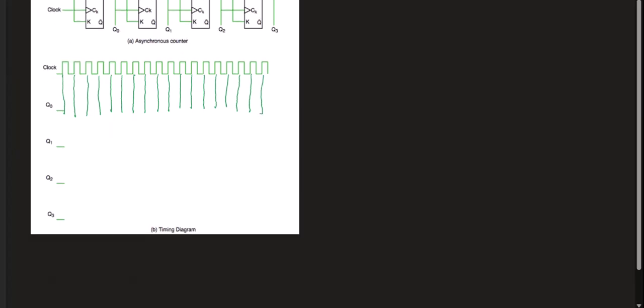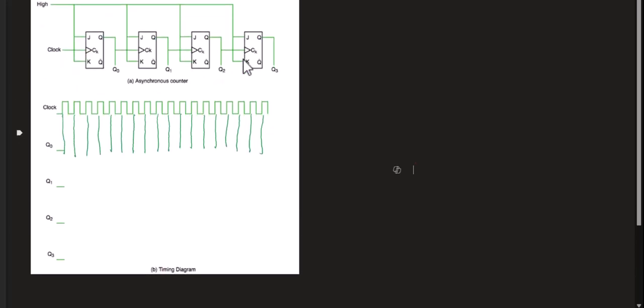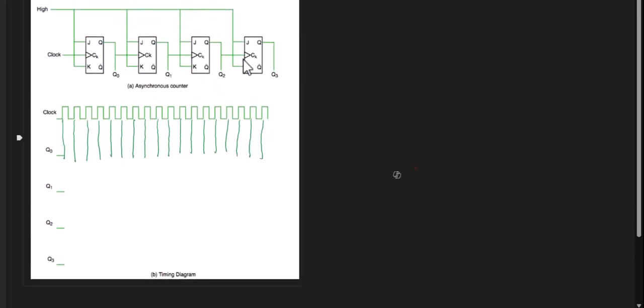Okay, so now, is there any reason why that first flip-flop would not toggle when the clock goes from 0 to 1? What do you mean by that? Is it going to toggle at every one of these vertical lines? Is it going to toggle? Yes. Yeah.